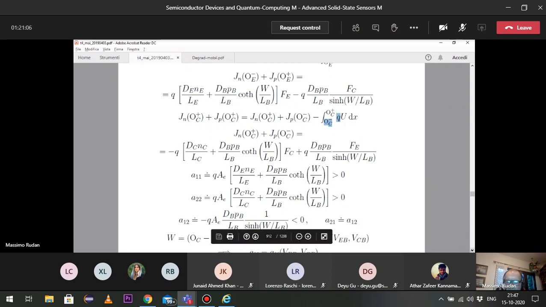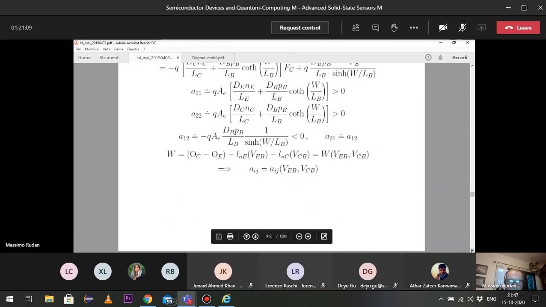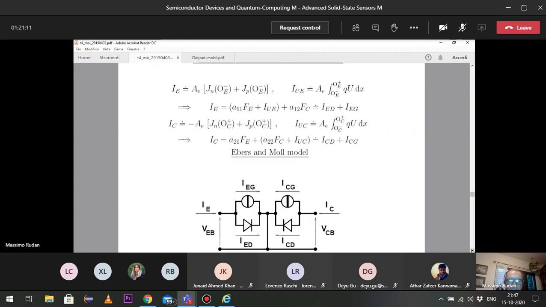But if you look at the equations here, if you kill A12, it's like killing IEG. And if you kill A21, it's like killing ICG. So you kill the two generators and you are left with two diodes, one in front of the other, as we noticed at the beginning today, okay?